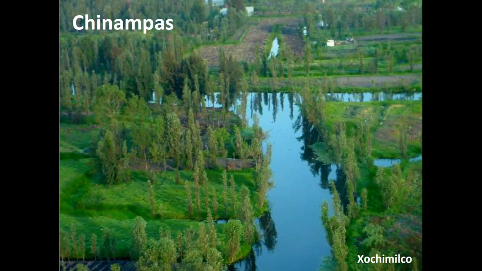In the southern end of the Valley of Mexico, some of these chinampas are still preserved in an area known as Xochimilco, the flower garden. And if you visit Mexico City, you can go to Xochimilco and ride around in these canals between these ancient raised beds that have been created to reclaim the lake for agriculture.